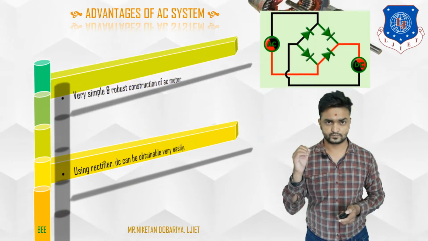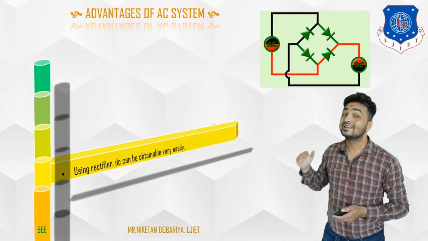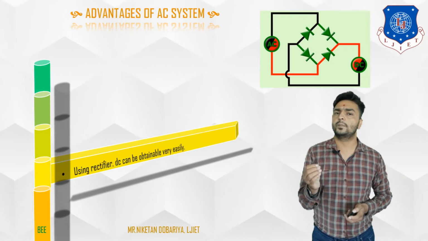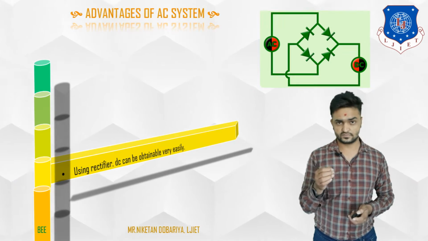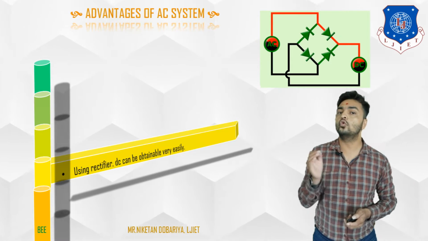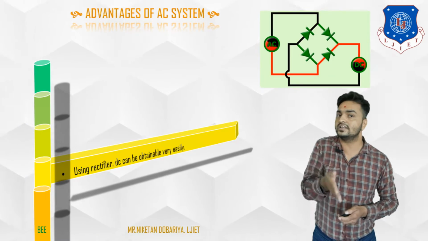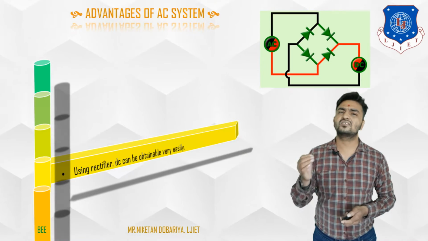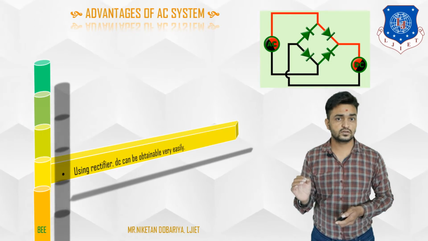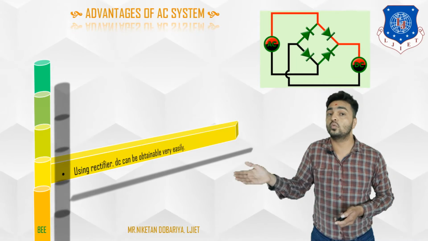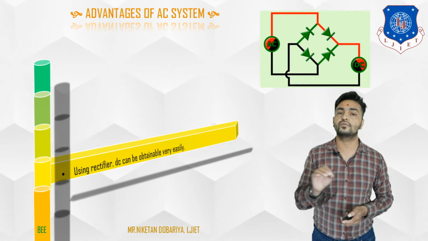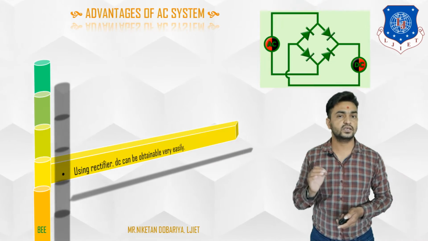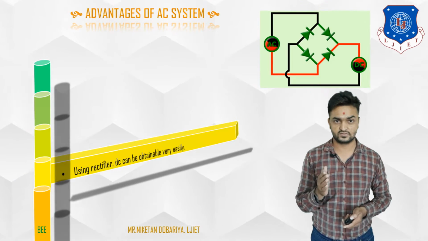Now next one is, let's say in some particular application, if we need DC, then there is no need to install a DC power plant separately. Instead of that, we can simply use a rectifier and we can convert DC out of AC, and that is very easy by using rectifiers.